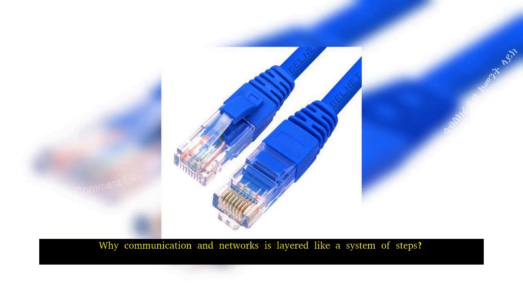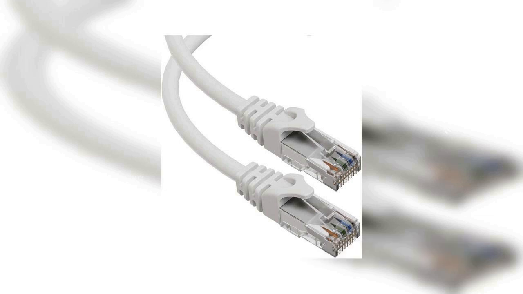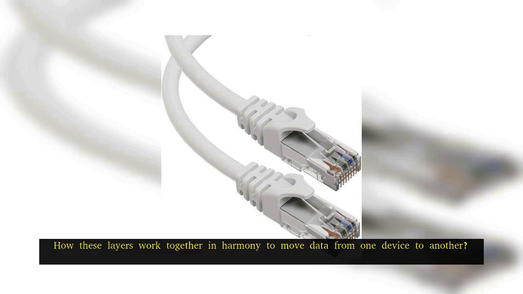Summary of what this will cover. Why communication in networks is layered like a system of steps. A deep explanation of each of the 7 OSI layers in practical terms. The physical materials and devices involved at each stage. How these layers work together in harmony to move data from one device to another.